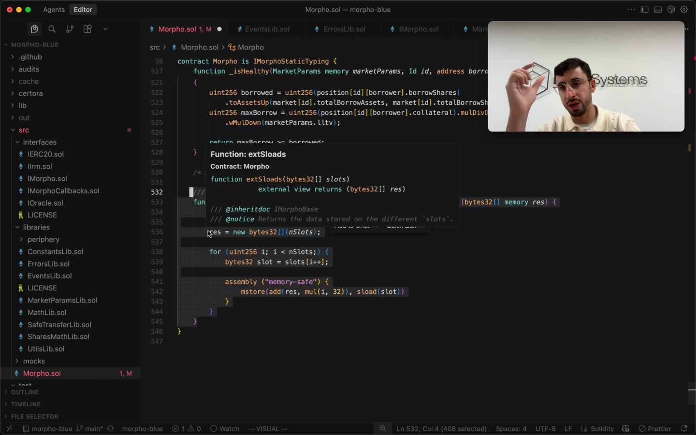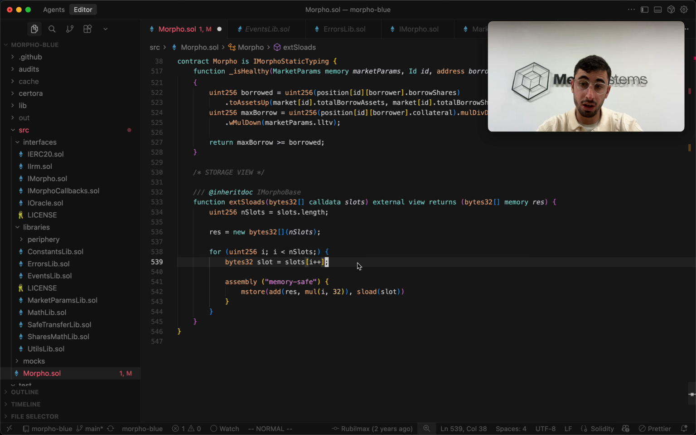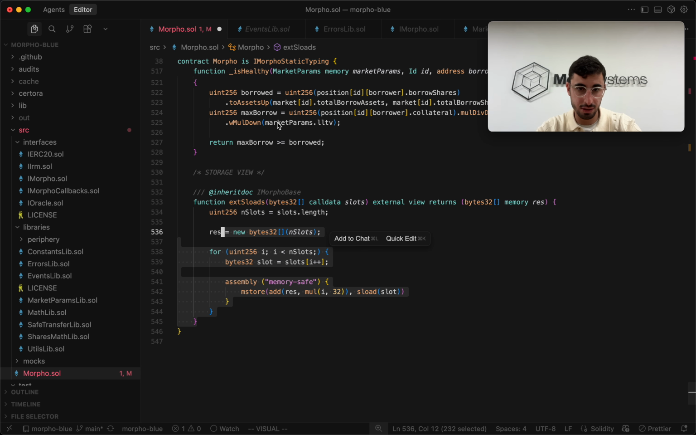It's a shorter way of doing it. You could write a bunch of view functions in here, which is kind of ugly. So they just have, hey, put in the storage slots and we return what's there. And you can interpret that as you want to. It saves you a ton of view functions, I guess, which is kind of cool.